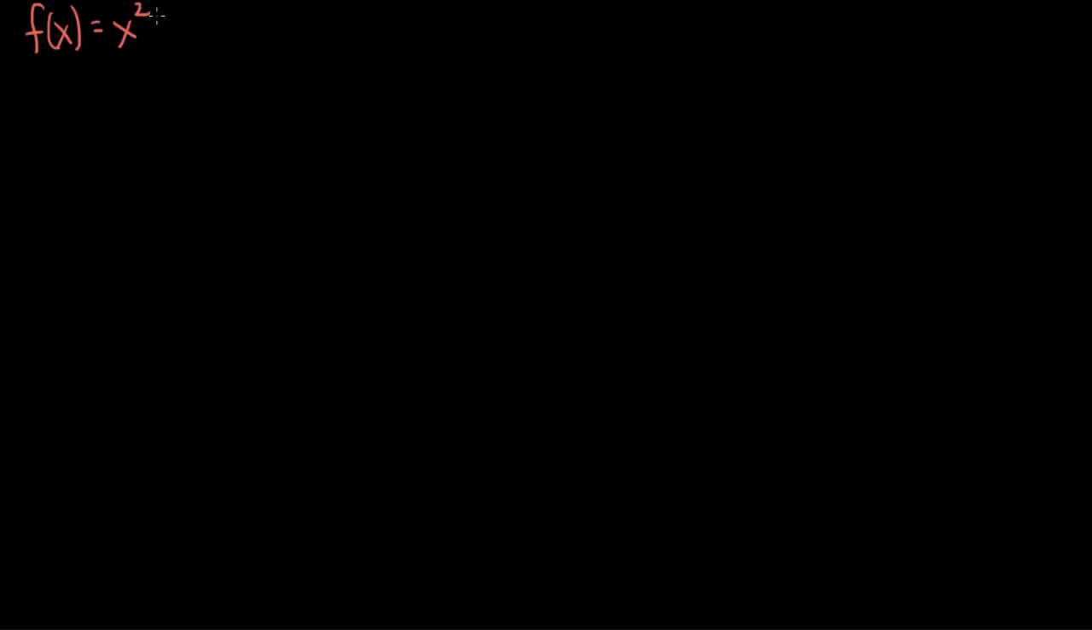Now, in order to make this work out nicely, let's just say that x is greater than or equal to 0. That is, this is a parabola with the vertex at the origin. I'm just going to guarantee it's a one-to-one function by restricting its domain. Now, let's say I want to find the slope of f inverse at 9.